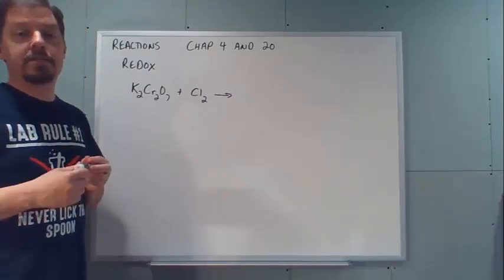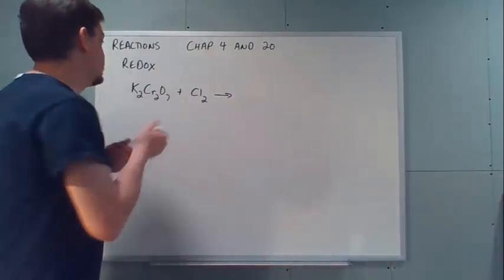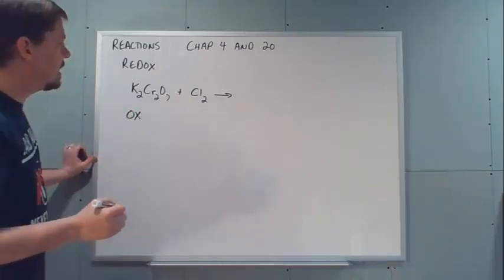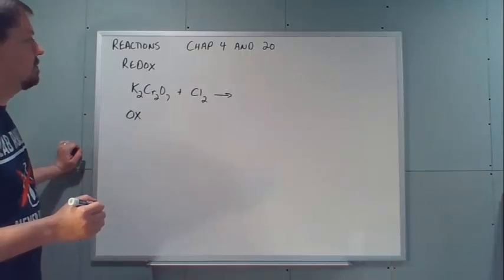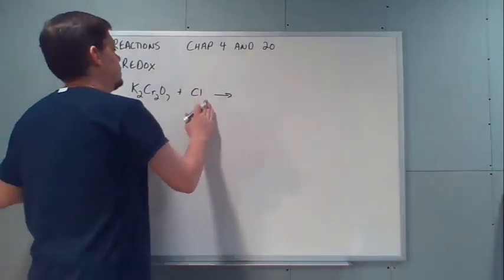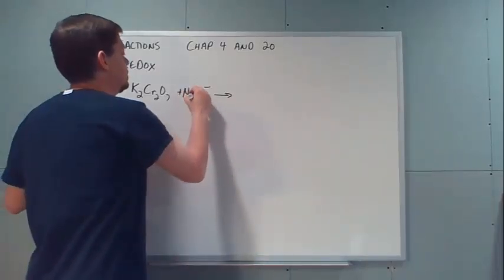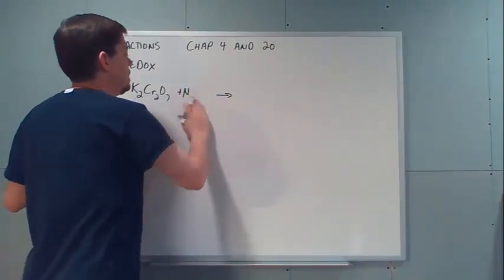Well, we look at our oxidation and reduction halves individually. So I'm going to start with the oxidation. So the oxidation is going to have to be, I did this backwards. This has to be maybe sodium chloride. Let's do that.